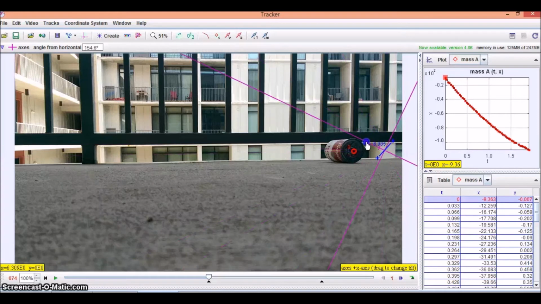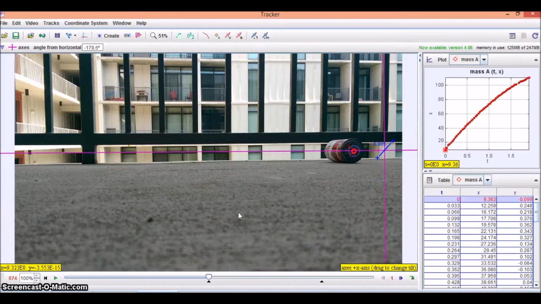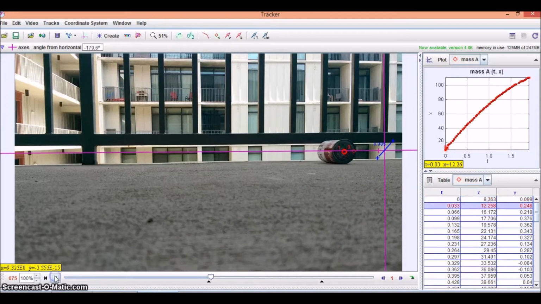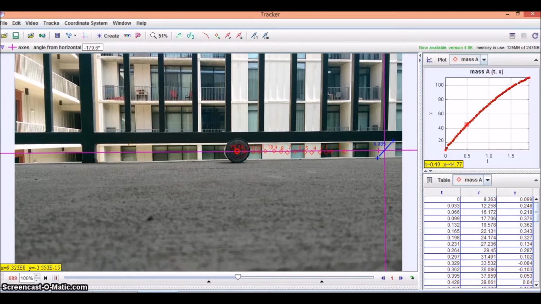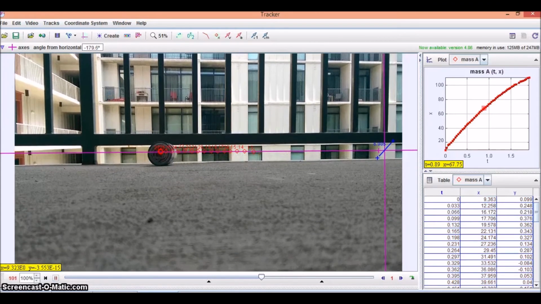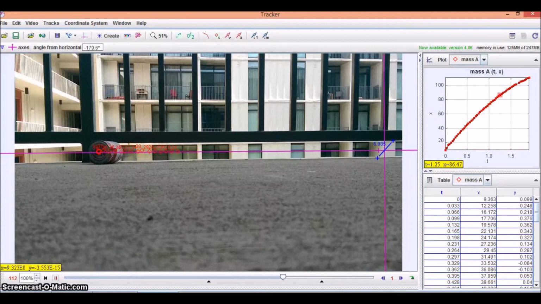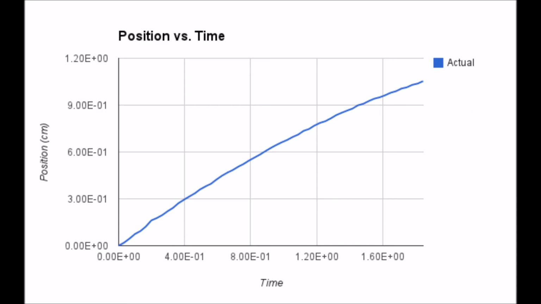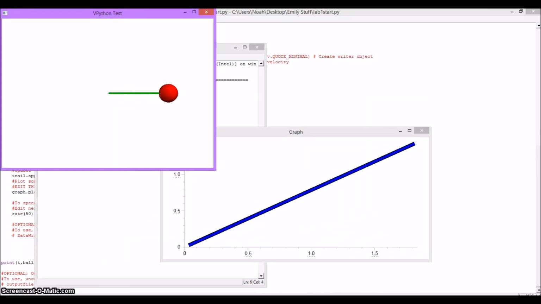Using Tracker, I now have the position data from my soup can. While the position data originally put all the x values going in the negative direction, I rotated the axes so that the data would be positive. By taking the initial velocity and multiplying it by delta t, we can get the theoretical position of the ball over time, which is modeled in this video made with VPython.